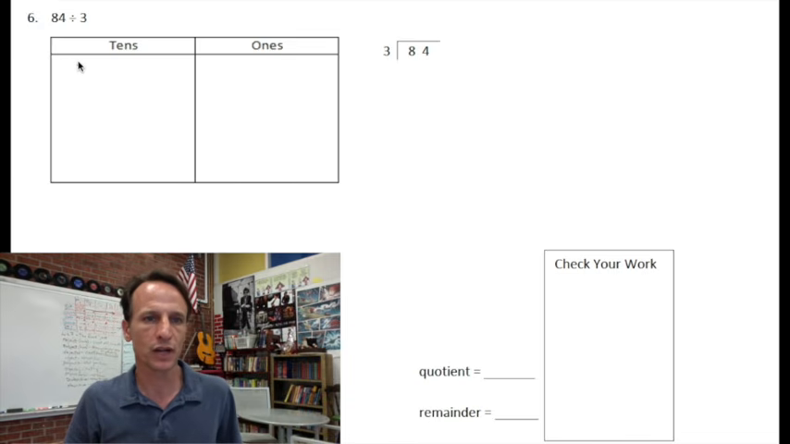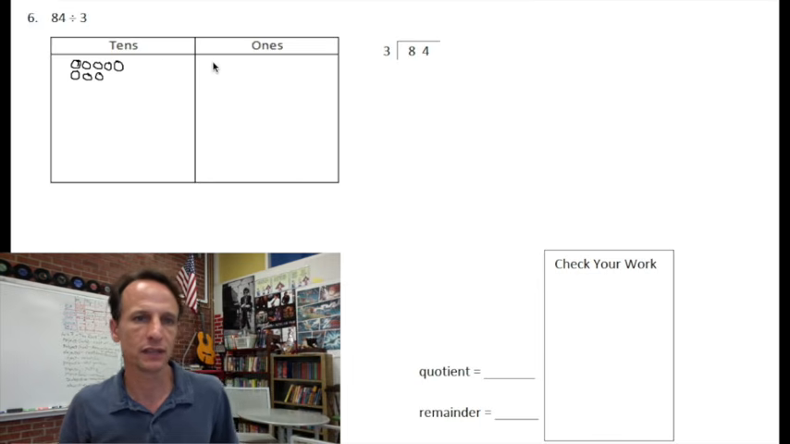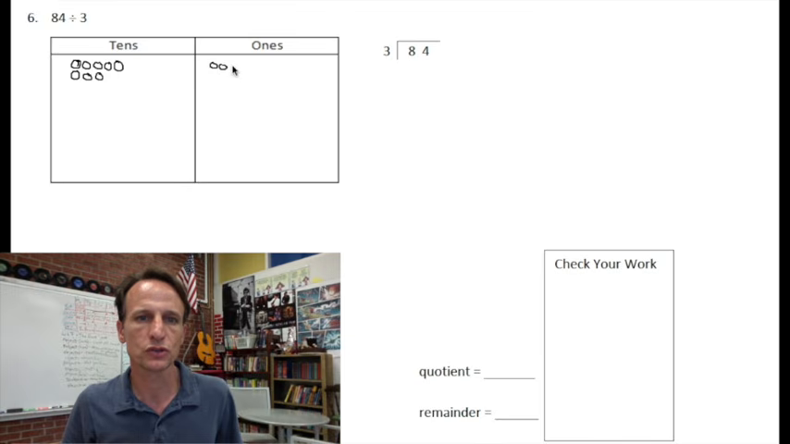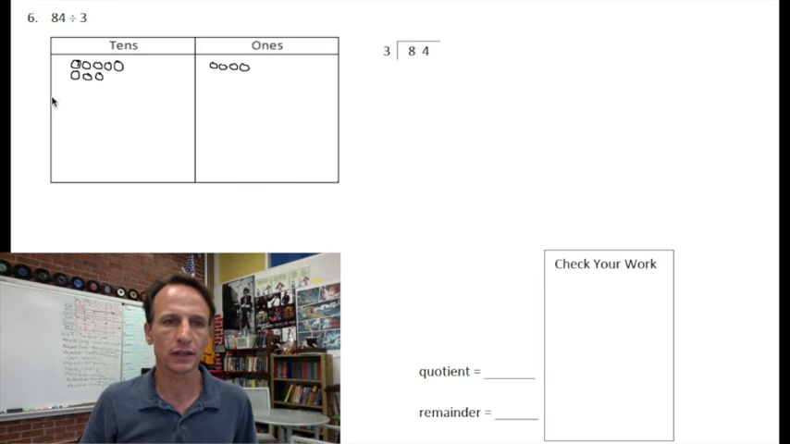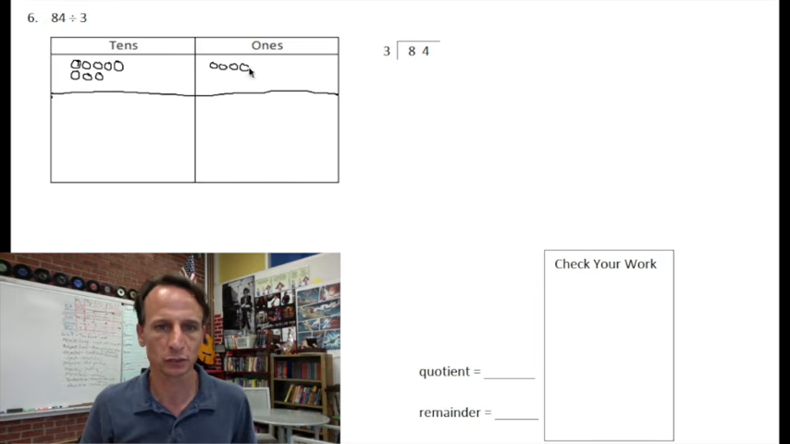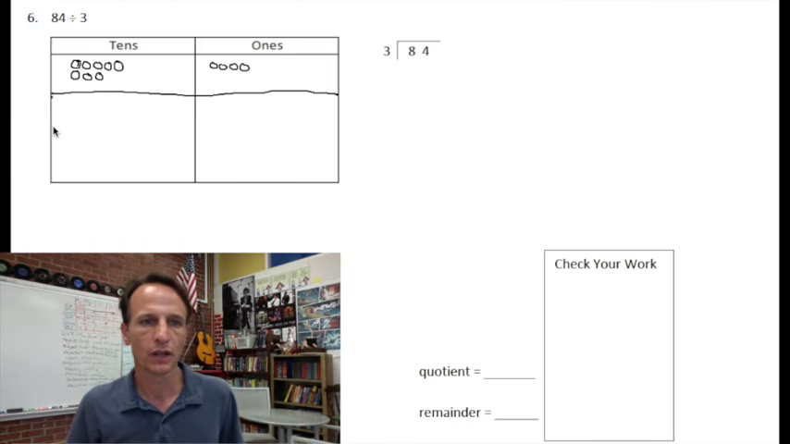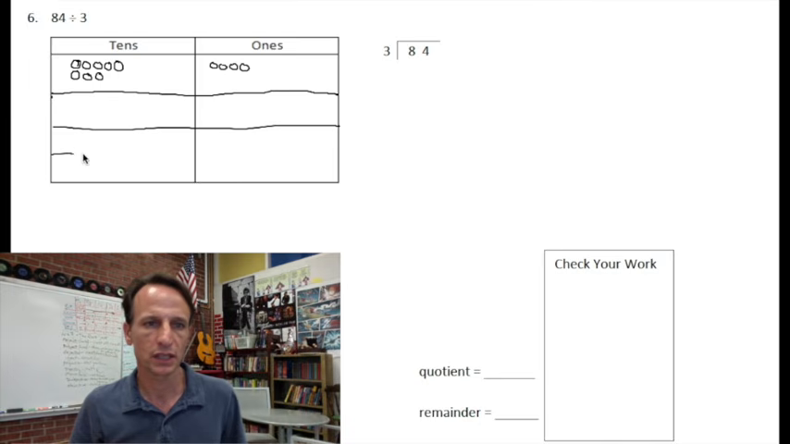So let's draw out the 84. So we start with 8 tens. 1, 2, 3, 4, 5, 6, 7, 8, and then 84, right? So 1, 2, 3, 4. All right, and I only need 3 spaces, and I know I'm going to need a little room up top here. So let me divide this, draw 2 lines to make 3 equal parts to it.